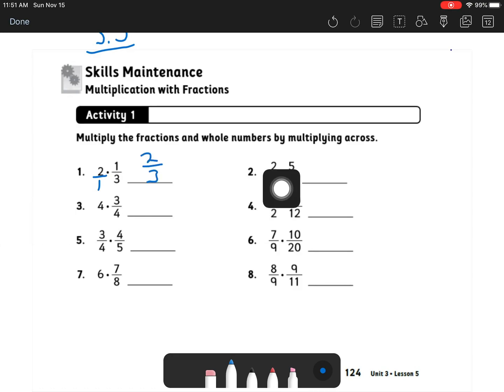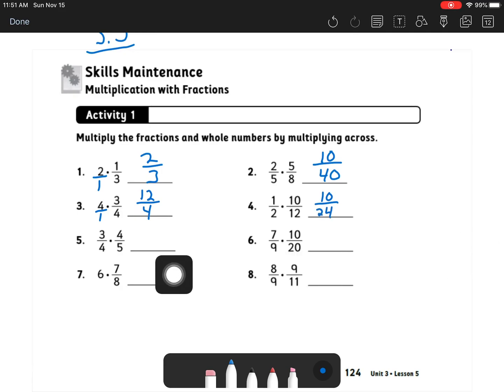This already has a numerator and denominator, so we just go straight across, 2 times 5 and 5 times 8. So that's going to be 10 over 40. And again, we have a whole number here, so let's think of a 1 as the denominator. So we can go 4 times 3 and 1 times 4. So that's going to be 12/4. Straight across here, 1 times 10 and 2 times 12. So that's going to be 10 over 24.